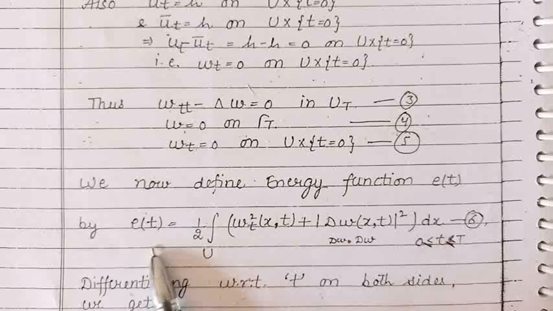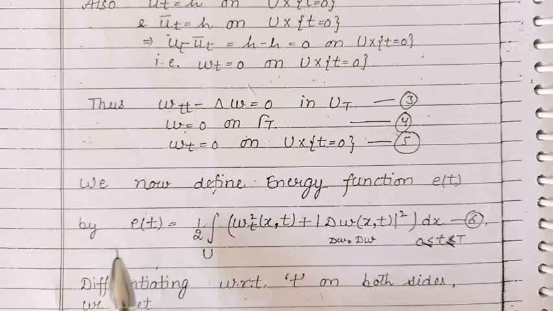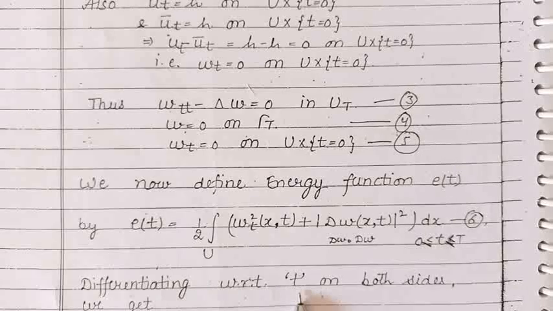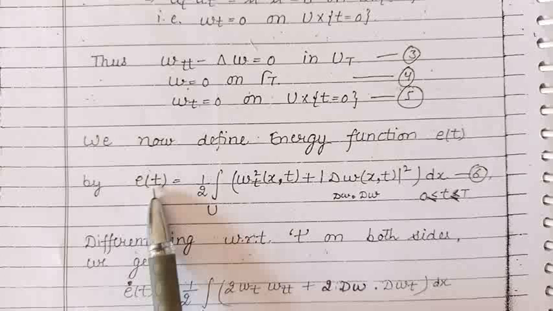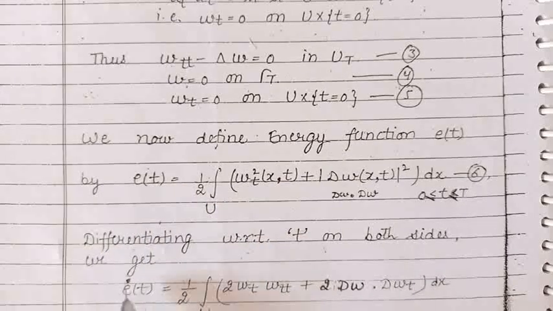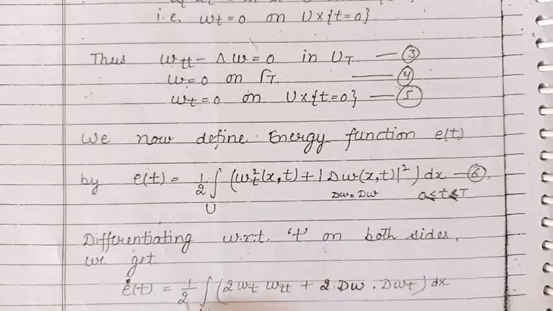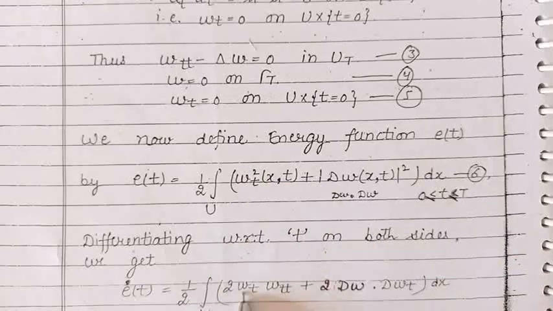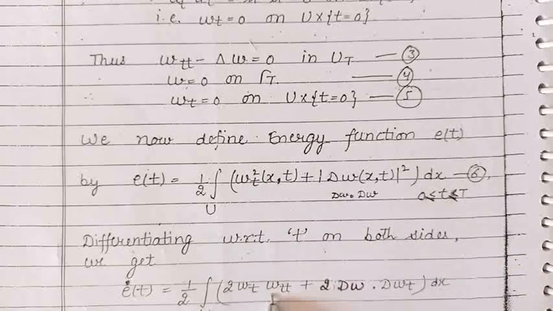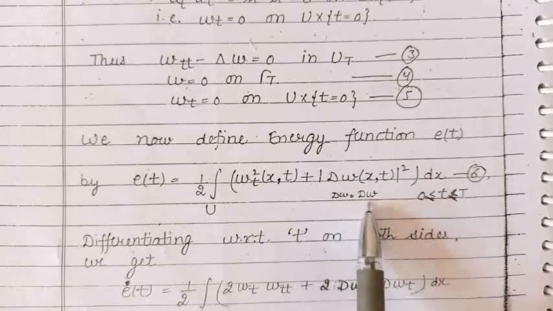To prove this, we will have to prove that its derivative with respect to t is 0. So differentiating this function with respect to t, on the left side the derivative of E with respect to t we have denoted by E dot. On the right side, we have 1/2 integral. The derivative of this term will be 2 times ∂w/∂t into ∂²w/∂t², and |Dw| squared means Dw dot Dw.